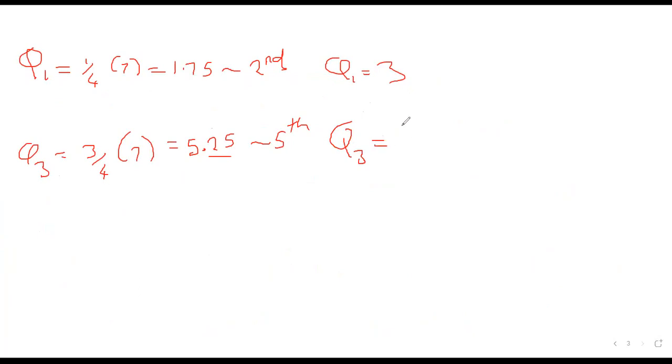So the difference between 3 and 9 is what we call the interquartile range. Interquartile range is simply the upper quartile, which is Q3, minus the lower quartile, which is Q1. So the difference here is 9 minus 3, which is what? 6.